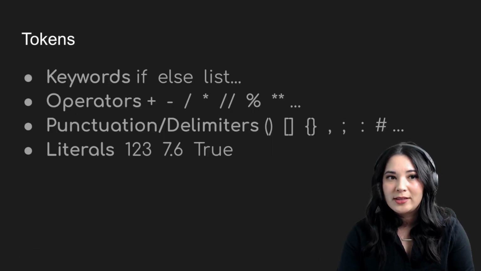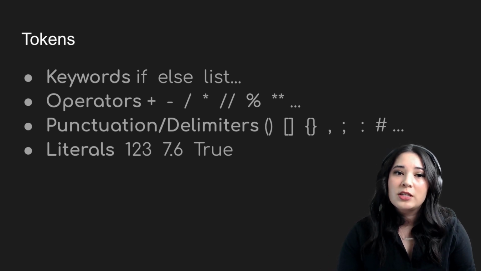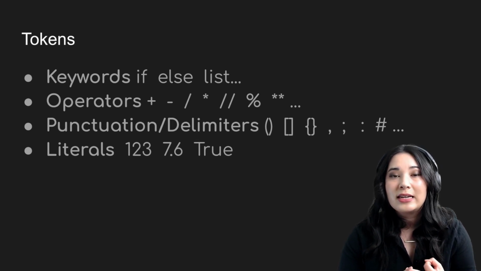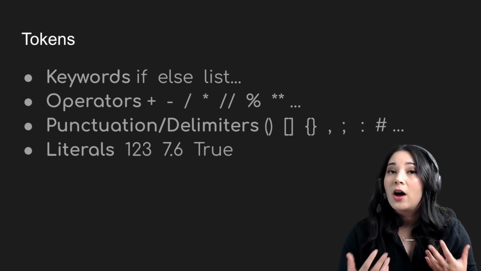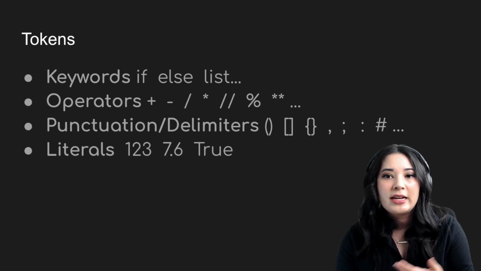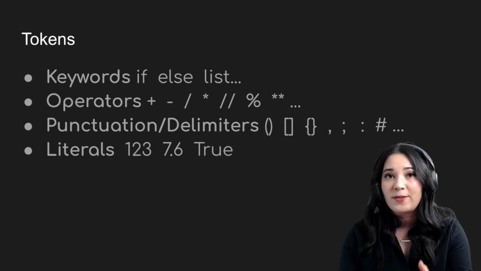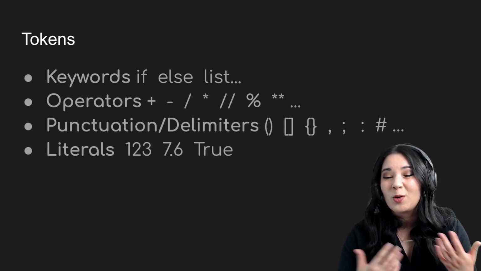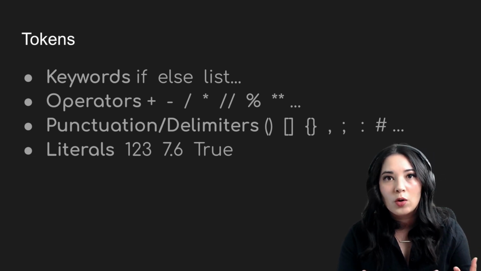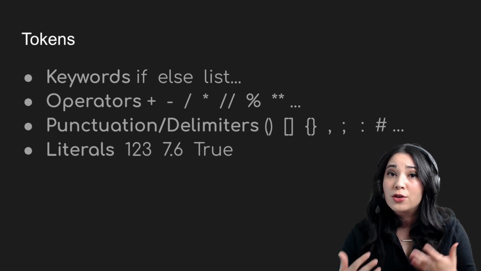Let's talk about tokens. Tokens are basically values that have a special meaning to Python. For instance, we have keywords like if, else, list. These keywords tell Python to do something particular. We also have operators, like plus, minus, multiply, etc. All of these are special characters that mean something and basically tell Python to do a specific operation, like add two things together. Next, we have punctuation and delimiters like parentheses, square brackets, hashtags, colons, semicolons. These are all things that help organize our code and help Python know what's going on.